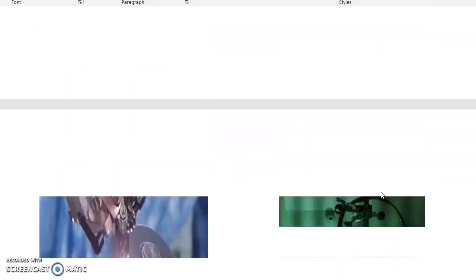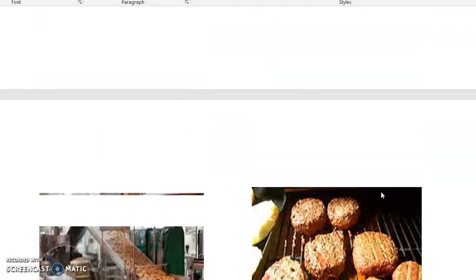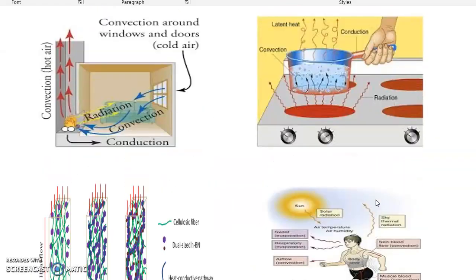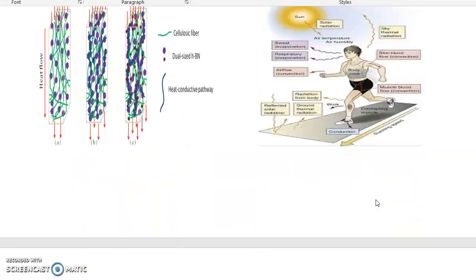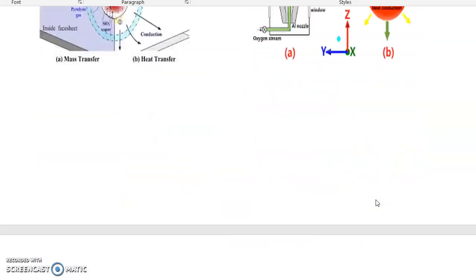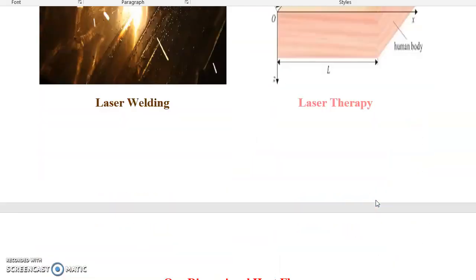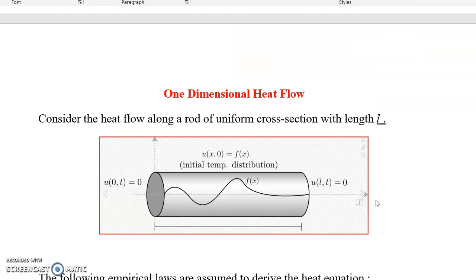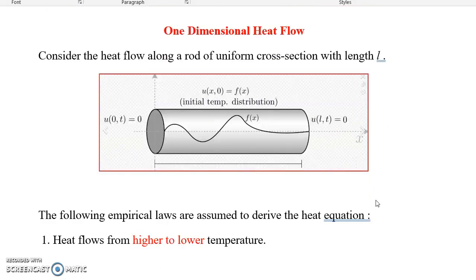So if we observe, there are many examples in real life where heat conduction plays a vital role, and studying the flow of heat is very much essential. So that is why we study all these in your engineering courses. So now let us have a glimpse at how the heat flow equation is discovered and how we are going to solve it using mathematical tools.